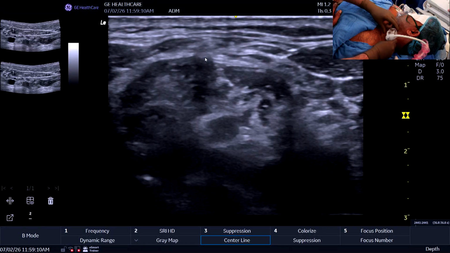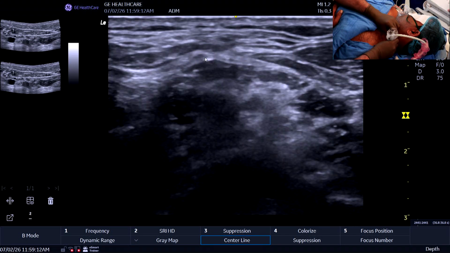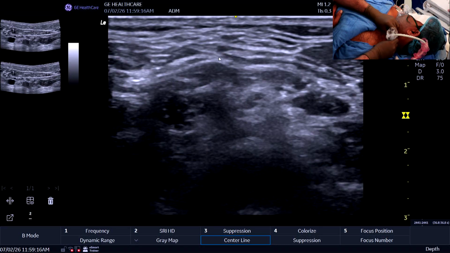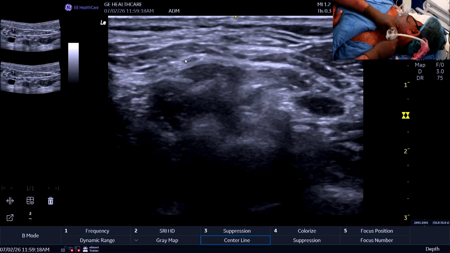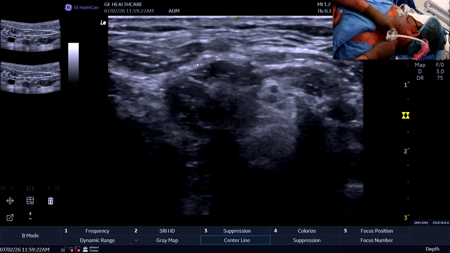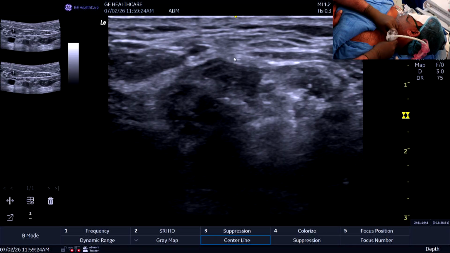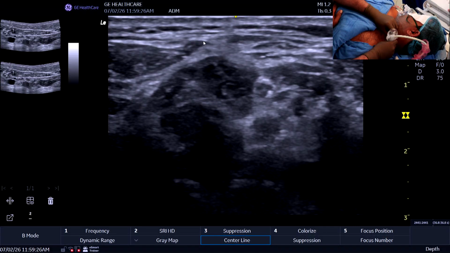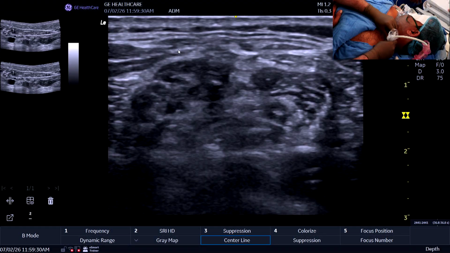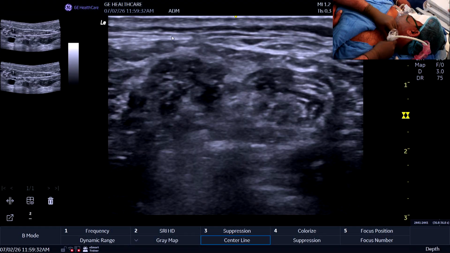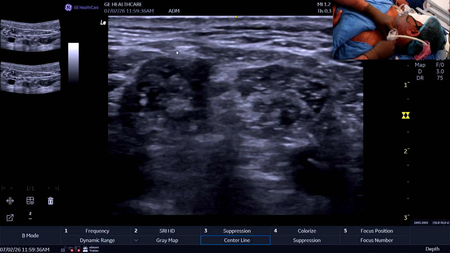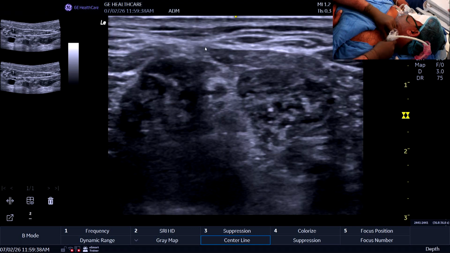So you will see some hypoechoic shadows in the investing layer of deep cervical fascia. Neeta is demonstrating that. And you will see some of these shadows which emerge from the investing layer and exit into the subcutaneous tissue. And they will form the supraclavicular nerves. So these small hypoechoic shadows what you see are the supraclavicular nerves.